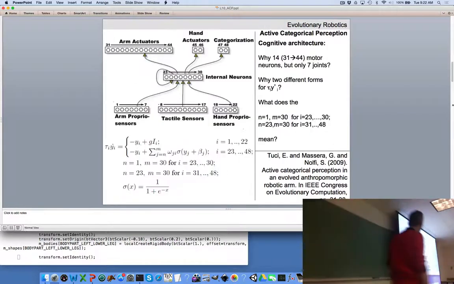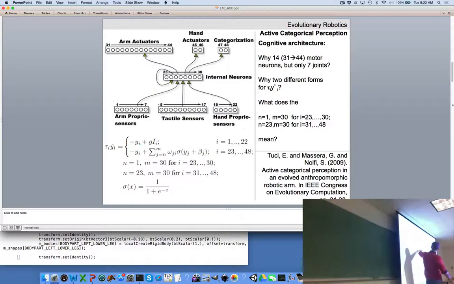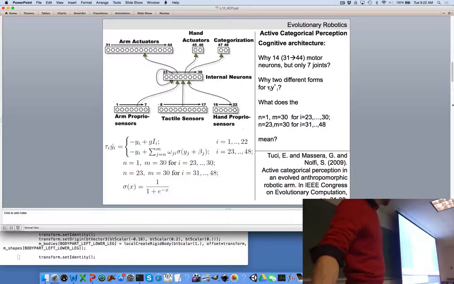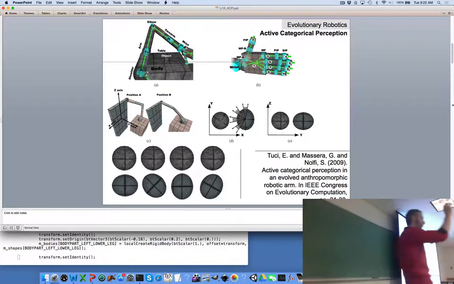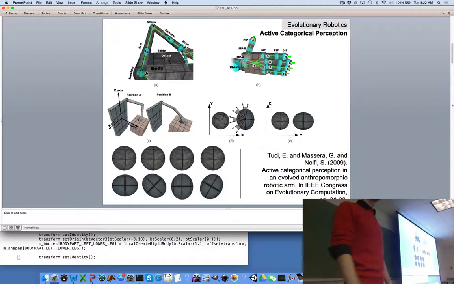Okay, so we've got tactile sensors in the hand, and we also have proprioceptive sensors in the hand. We've got five proprioceptive sensors in the hand, which are on here somewhere, which give us information about the angle of the five fingers. Pretty straightforward.